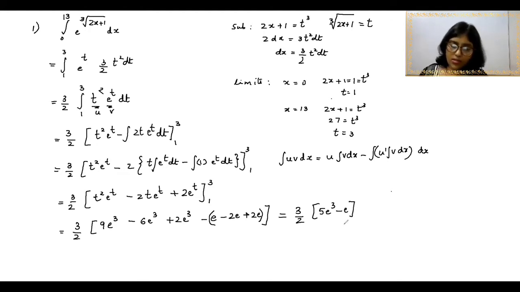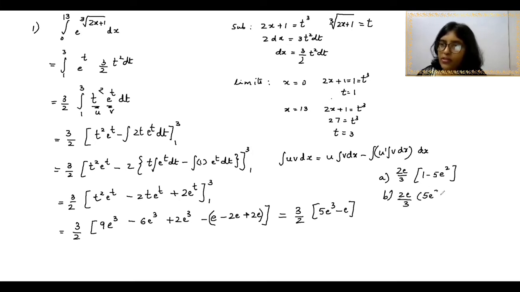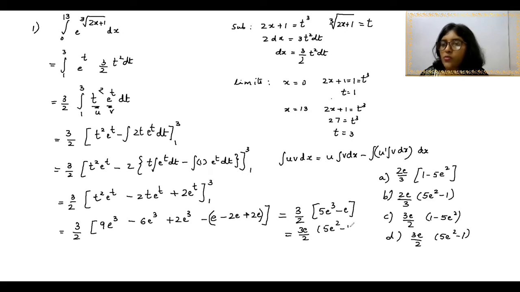Okay, that's the answer. The options were, we will write it down, so let's select which one of these is the correct option. Option A is 2e by 3, 1 minus 5e square. So obviously this is not. Option B is 2e by 3, 5e square minus 1. And then option C is 3e by 2, 1 minus 5e square. And option D is 3e by 2, 5e square minus 1. So I think this is the one, because if you take e common over here, that's what we get, 5e square minus 1. This is how we have done the first question.